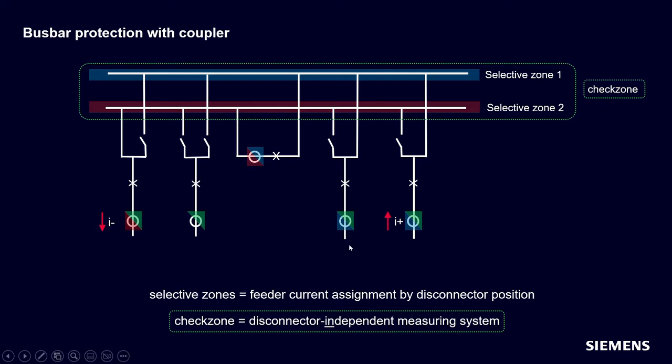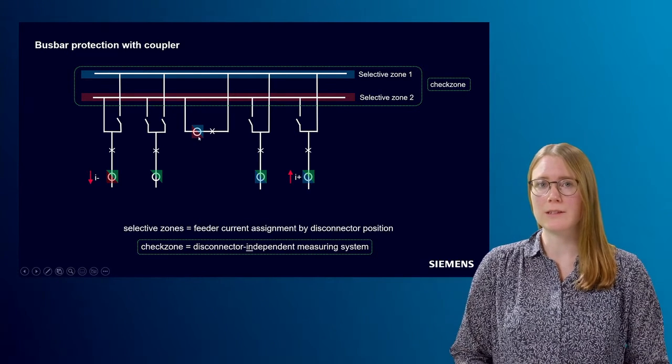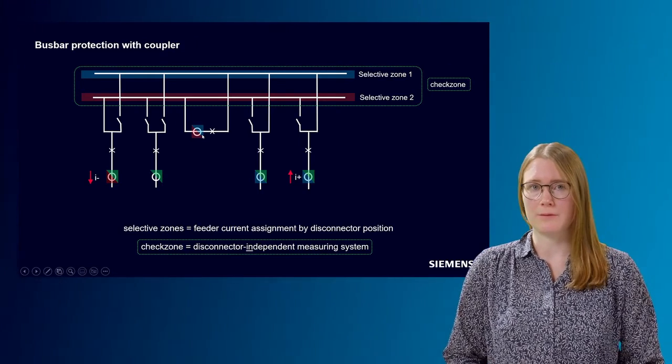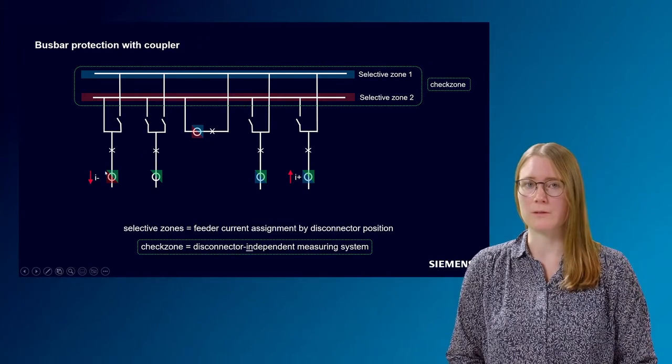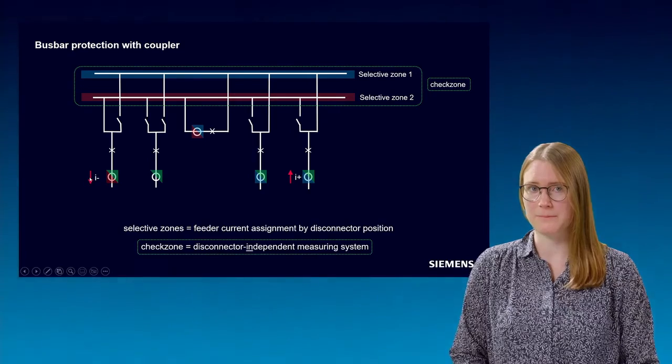Feeder 3 and 4 are connected to busbar 1. That means they are part of the selective zone 1 and of the check zone. The CT color is blue and green. The coupler bay is treated differently. It is not assigned to the check zone. It is only assigned to the two selective zones and is therefore highlighted in red and blue. In general, currents flowing to the busbar have a positive sign, currents flowing away a negative sign.